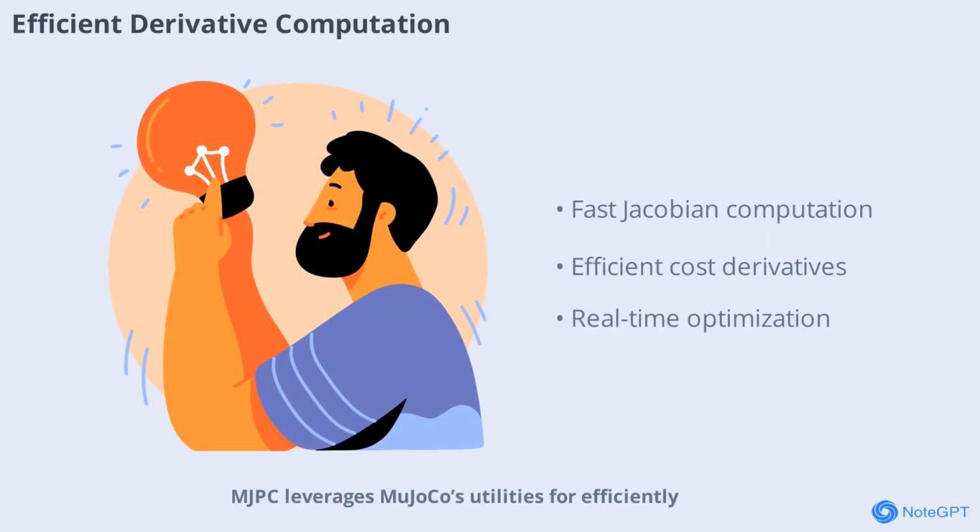MJPC leverages MuJoCo's utilities for efficiently computing finite difference Jacobians and cost derivatives. By avoiding unnecessary recomputation and scaling well with input dimensions, MJPC ensures that even complex tasks can be optimized quickly and accurately. This efficiency is crucial for real-time applications where every millisecond counts.